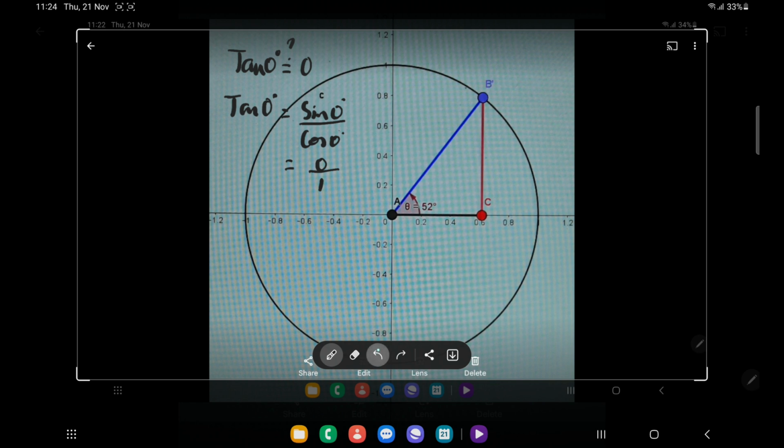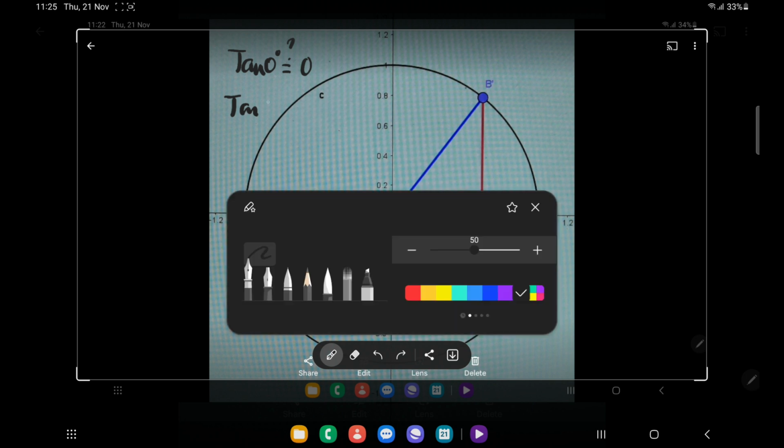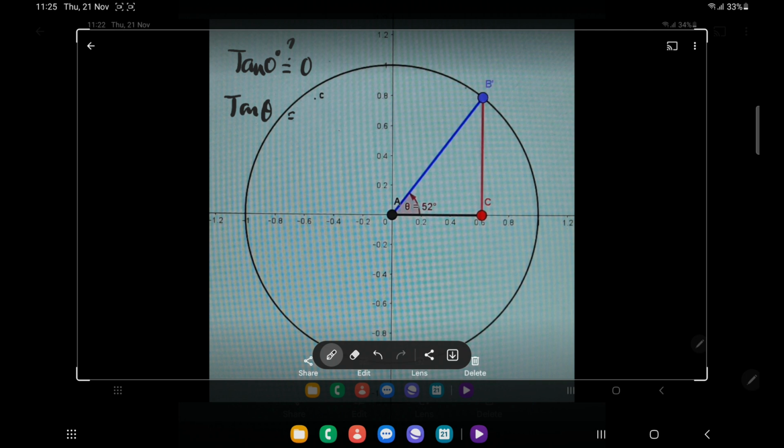Let us see the geometrical proof now. Now we all know that tan theta is equal to opposite side upon adjacent side. So as theta tends to 0 degrees, what happens to the opposite side and adjacent side?